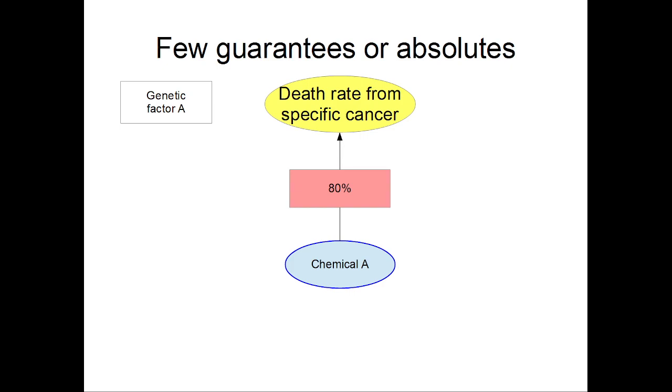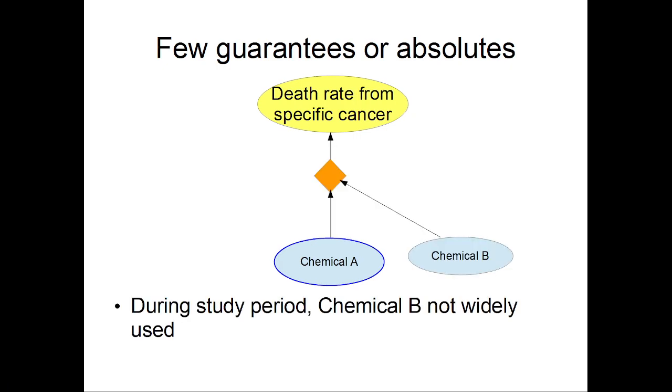Now, to carry on with a similar example, but with a different relevant factor, let's say instead we find that chemical B is also a major relevant factor. So it's not a genetic factor this time. This time chemical B is a different major factor that we didn't know about, but it's also contributing to the death rate from a specific cancer.